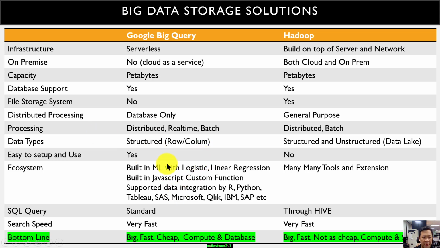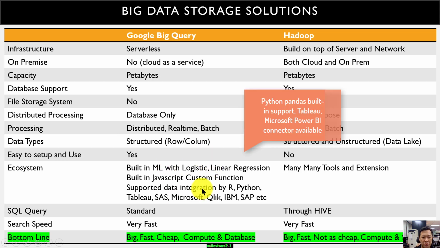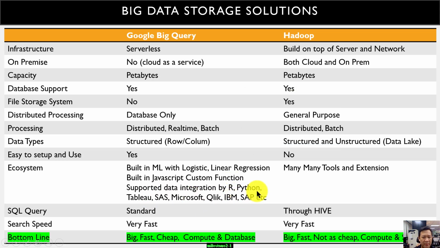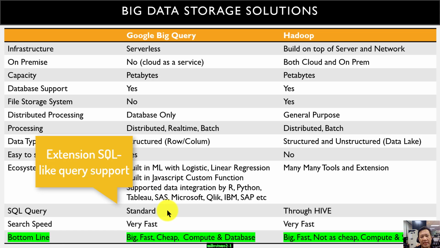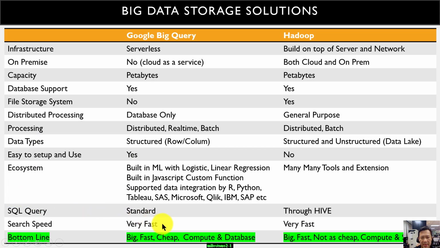One key criterion is that Google BigQuery is able to integrate with many other tools, which I will show later, such as R, Python, Tableau, and even other reporting tools. In our case, we actively use Python for the API and Tableau for the visualization. It also has very good standard SQL-like syntax support. All the queries are done through SQL-like syntax, and search speed is fast. Bottom line, we chose Google BigQuery because it's big, it's fast, it's cheap, and it has a lot of computing power. It's a database.